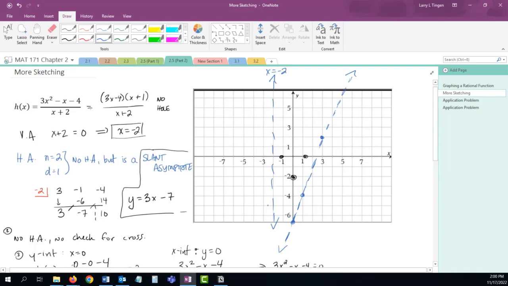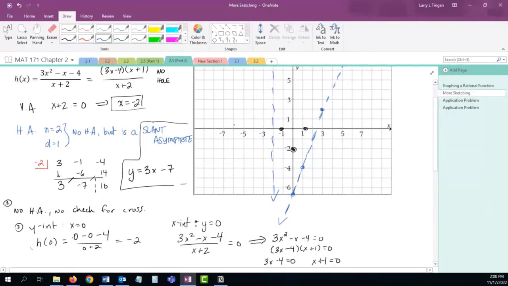Right, so x is negative 2. So I can't cross this. My slant asymptote is taking care of really just the end behavior, because that's what horizontal or slant asymptotes do. So I need to be to the left of negative 2, and I need some more values over here to the right so that I can get an idea of what this graph is supposed to look like.